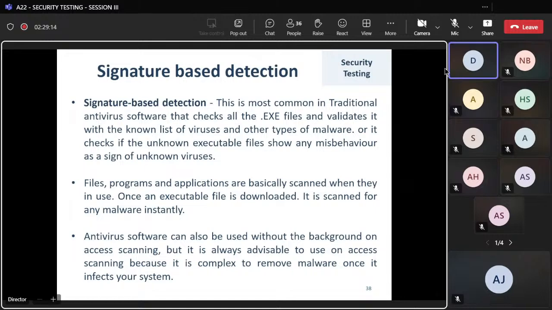files, programs, and applications are basically scanned when they're in use. So that is a type of real-time protection. And we do have the scheduled scans also. So there are many types of scans available. The real-time scan covers any new file that has been created or downloaded, or even copied at that particular time. So the real-time scanning profile will help to detect any kind of malicious scripts or programs. Then we do have the scheduled scan, where it can be a weekly scan, or even a daily scan, based on the configuration.